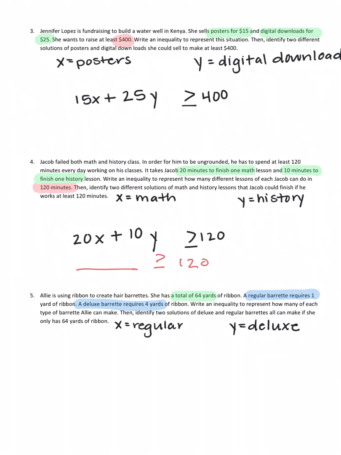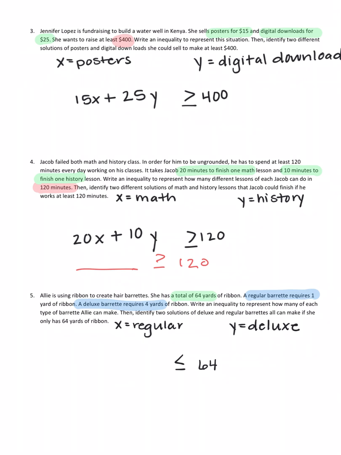Okay, again, 64 is going to be on this side. Let's think about that. She only has 64 yards. So what is on the left cannot be bigger than 64. 64 has to be the big one because you can't make barrettes out of ribbon that you don't have. So 64 is going to be on that side.